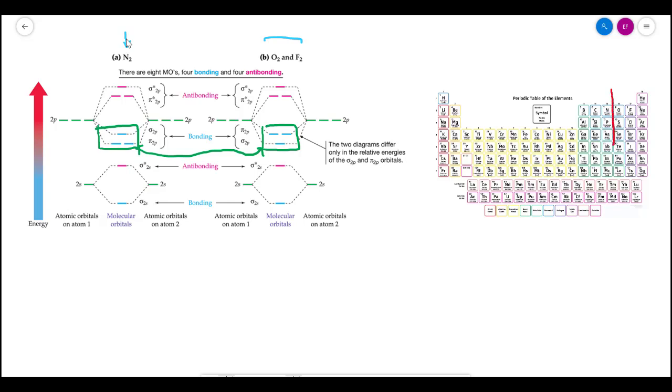So in fact, carbon and boron, because they're on this side of this line, would also have this type of structure. And then oxygen and fluorine, because they're on this side, have this structure that's flipped. But either way, the general idea of combining atomic orbitals to create new molecular orbitals is exactly the same. The only difference is the ordering of these two here.